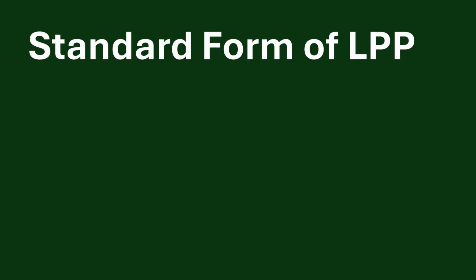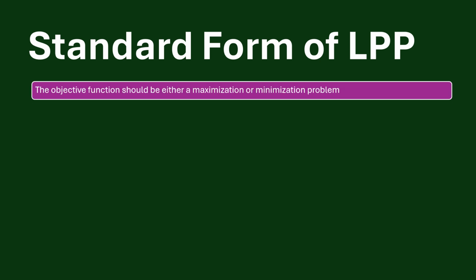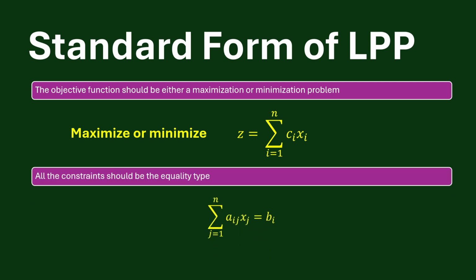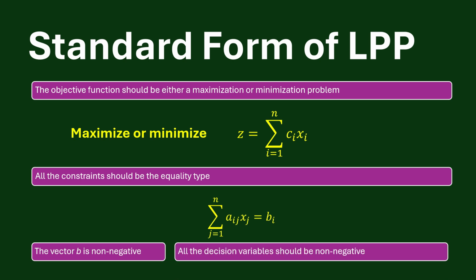So what is the standard form of an LPP? The standard form of a given LPP should have four characteristics. The first one is that the objective function should be either a maximization or minimization problem. That is, we want to maximize or minimize the objective function z, which is a linear combination of the decision variables. Number two is that all the constraints should be the equality type. Number three, the right hand side vector b is non-negative. And finally, number four, all the decision variables should be greater than or equal to 0.